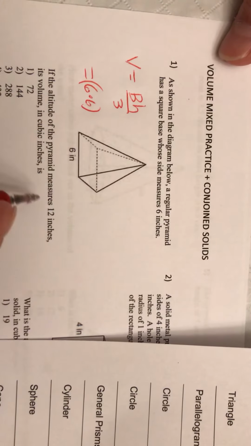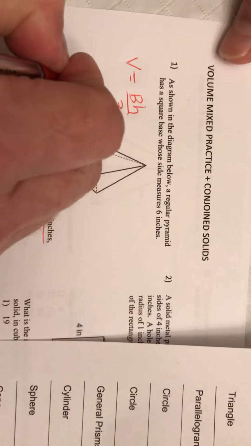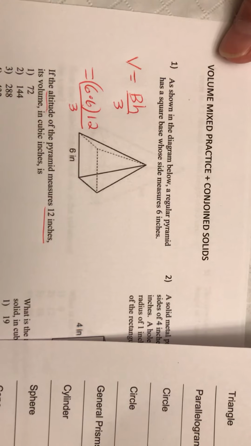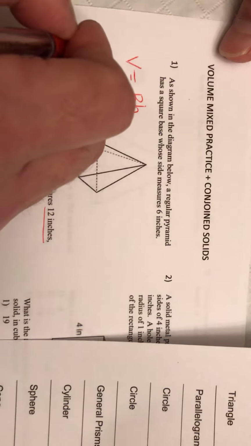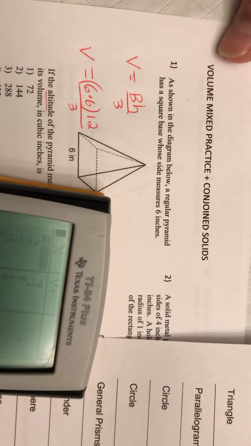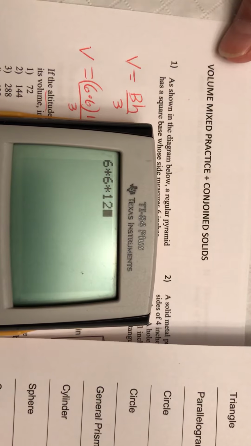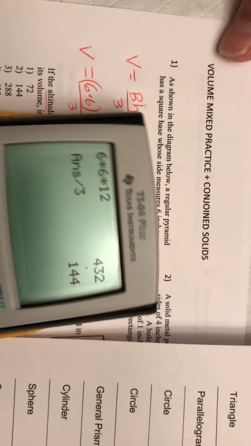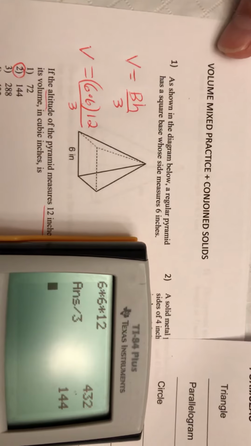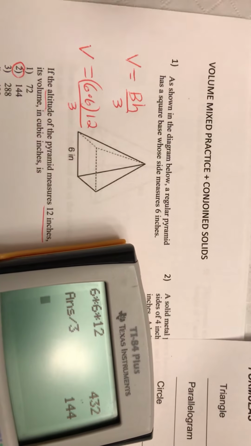times our height. If you look at this problem, it says the altitude of the pyramid is 12, so the height is 12. So 6 times 6 is the area of the base times the height, which is 12. When you punch it in, you get 6 times 6 times 12 divided by 3. So our volume is 144 cubic inches.